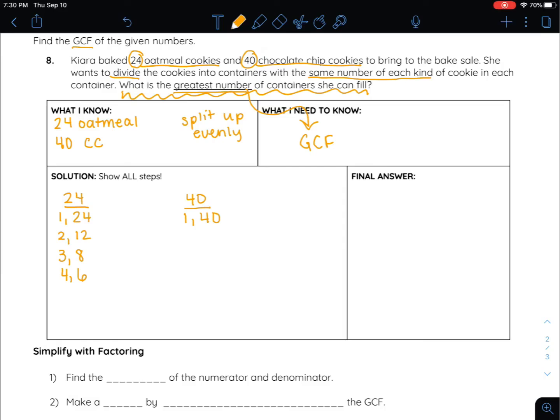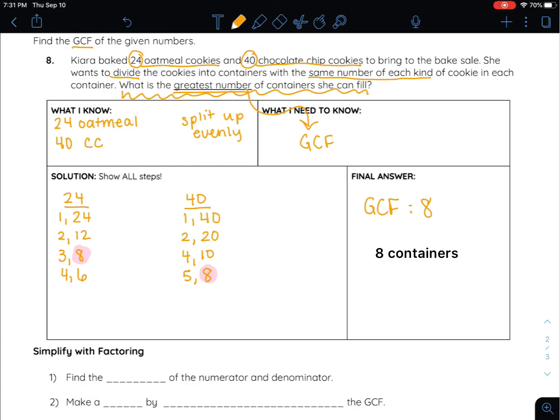40 is 1 times 40, 2 times 20, 3 doesn't work, 4 times 10, 5 times 8, and that's all that works. We need the biggest one that matches. 1, 2 matches, oops, 3 doesn't match, 4 matches. I don't see a 6. Oh, there's an 8. I don't see a 12, and I don't see a 24. So remember, it's GCF, so we have to change that. It's actually going to be 8. So the greatest number of containers she can fill is 8.